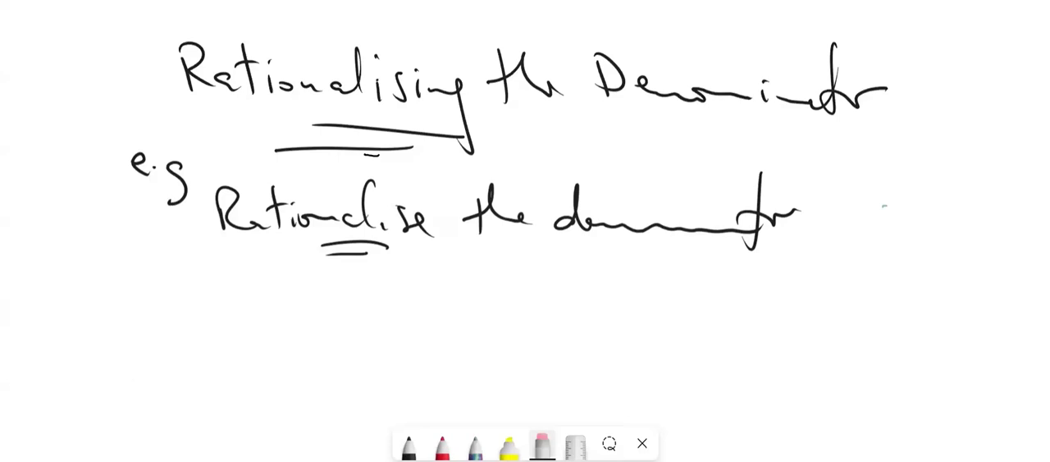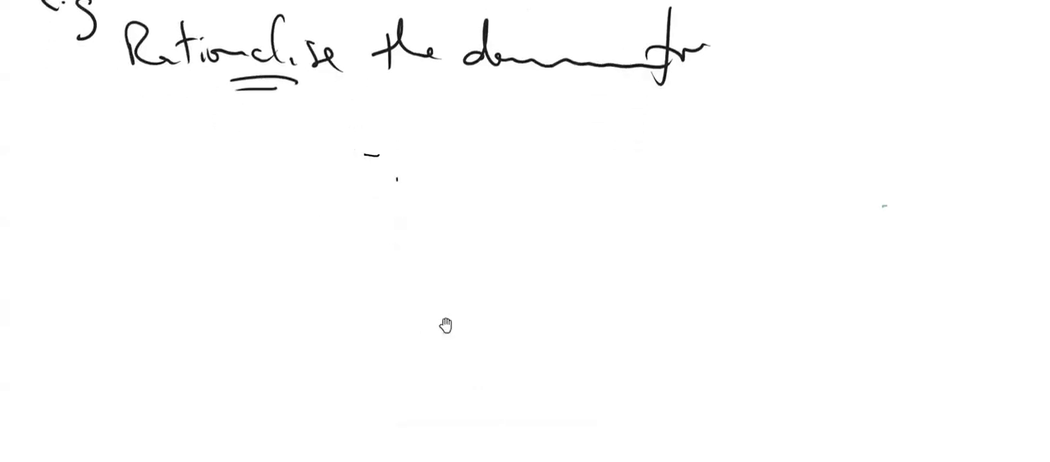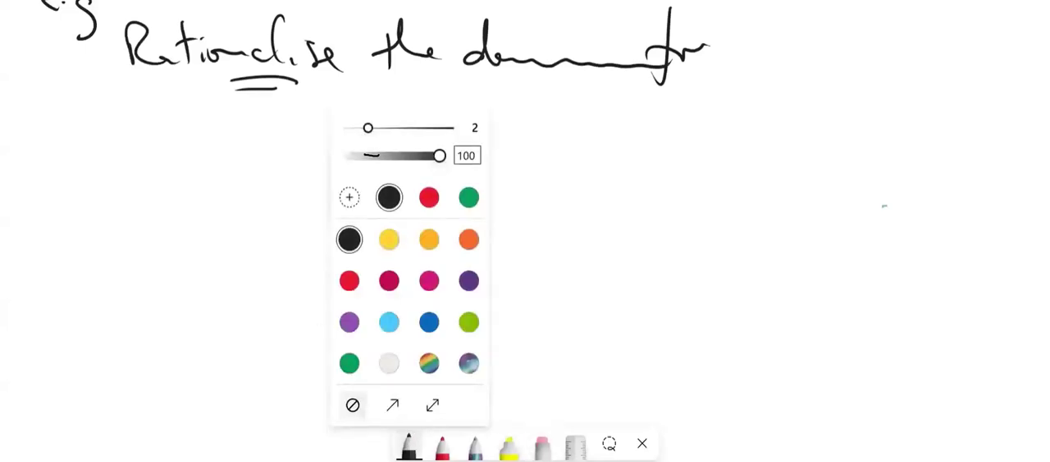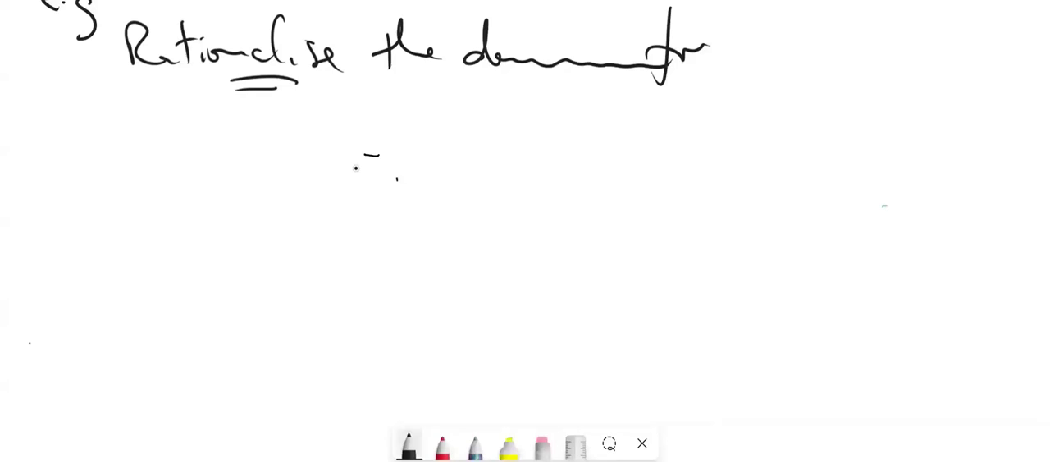What's this one? My intention here is not to exhaust all the possibilities. In your tutorial, we're going to do a lot more. Look at this one. You have 3 minus root 5 over 1 plus 3 root 5. So you have to rationalize that denominator.